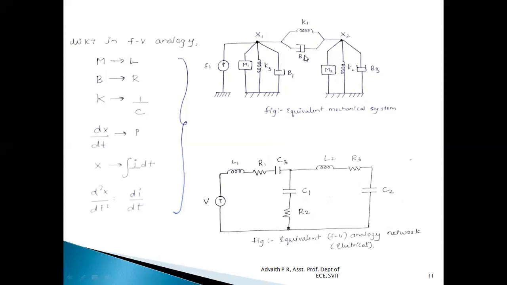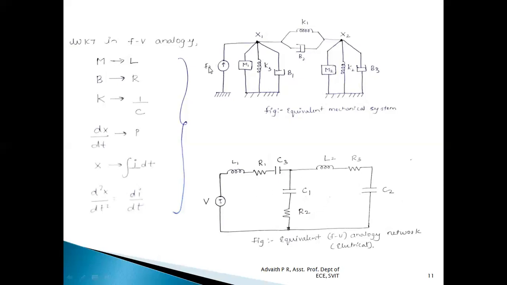As I told you, K1 and B2 are between x1 and x2, which should be between the two meshes M1 and M2. These two, K1 and B2, are connected in parallel in our mechanical system. But in the FV analogous circuit, those two should be connected in series, as already discussed. So 1 by C1 and R2 will be connected in series, which is the common element between mesh M1 and mesh M2. Once we have identified the common elements, writing the other elements becomes very simple.